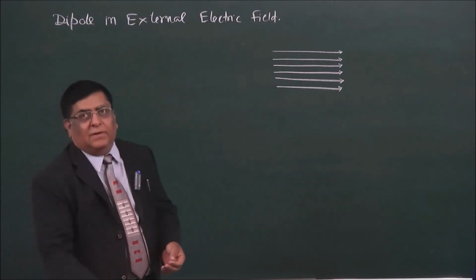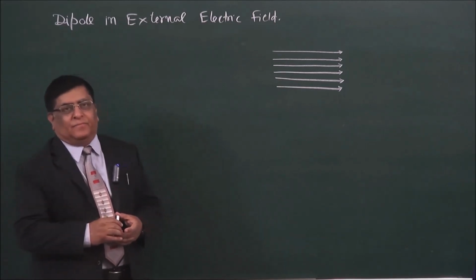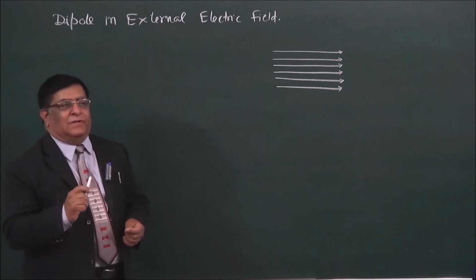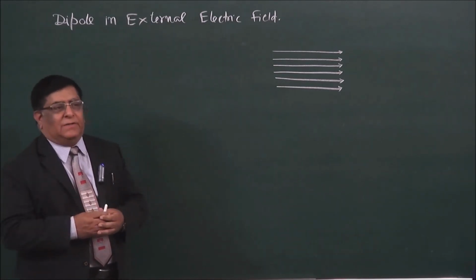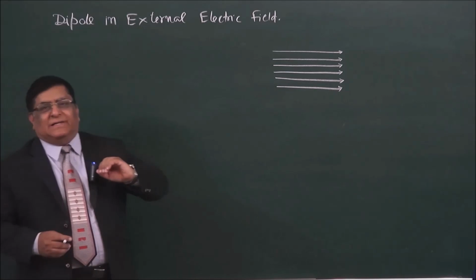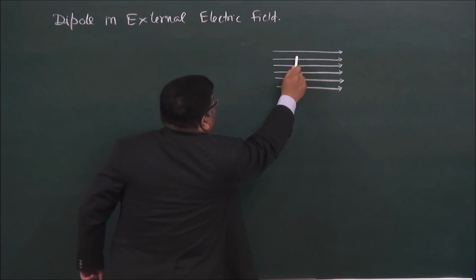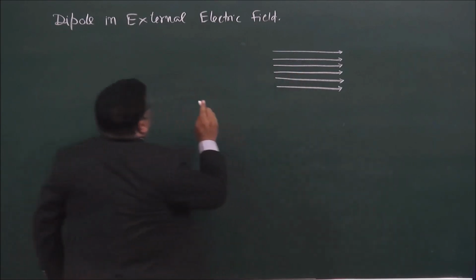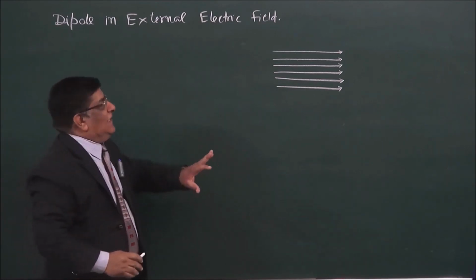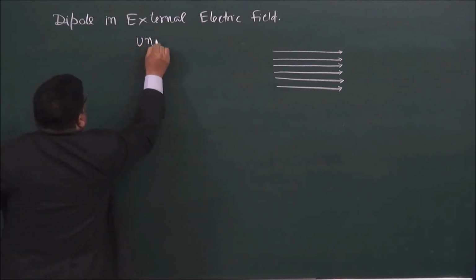Today we are studying an electric dipole which is kept in an external electric field. We know that a dipole makes an electric field due to itself, but the same dipole we are now keeping at a location where there is a field created by some other charges. Let this field, represented by these field lines, be created by some other charges. We are not concerned with that, but the nature of this electric field is uniform.